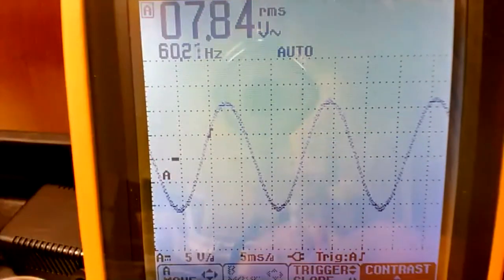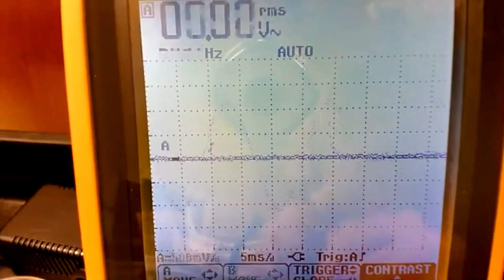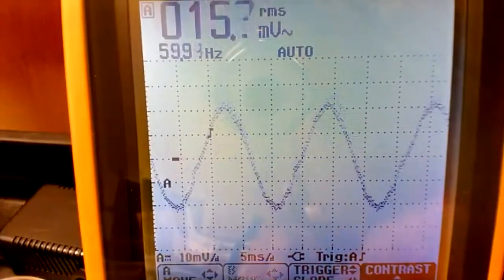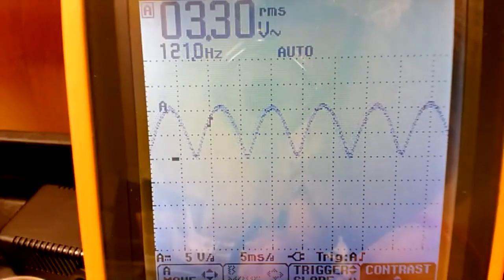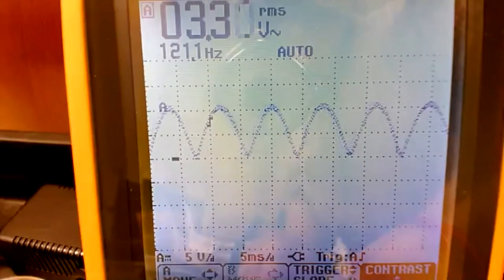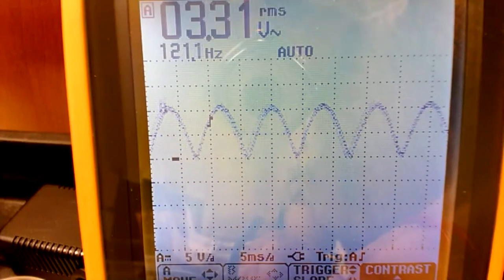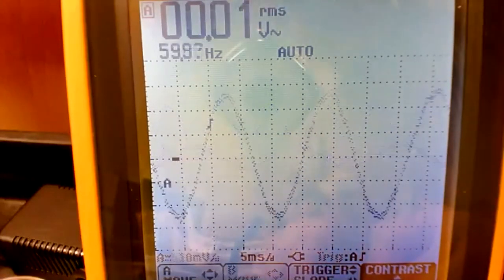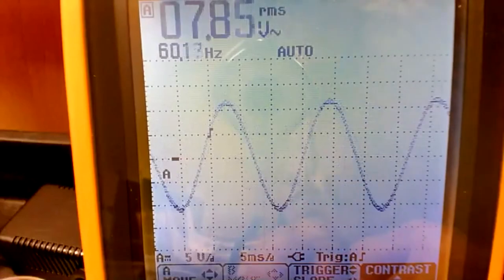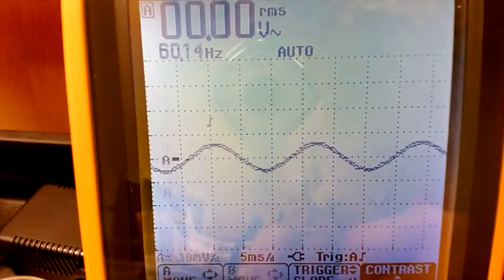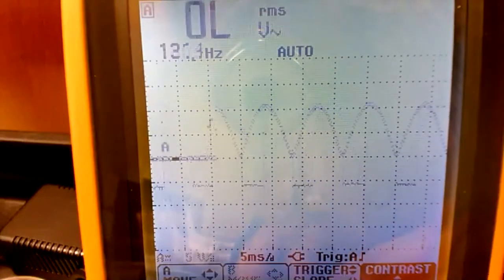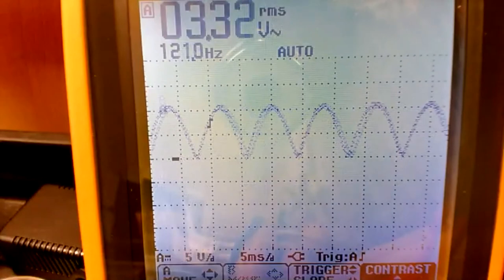Now I'm going to change where my probes are and show you what it looks like leaving the bridge rectifier. So I'm moving the leads now. And now you see that? Now you have positive pulses and there's no negative pulses. You see it? And now let's go back to the source coming in. This is what comes into the bridge rectifier. It's AC, positive and negative pulses. And here's what leaves the bridge rectifier, right there. You see that?